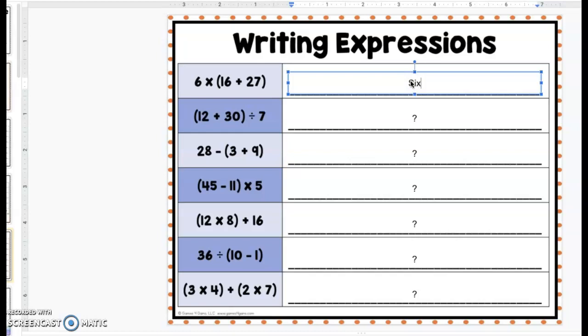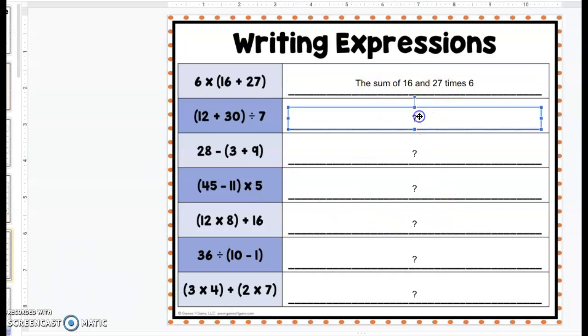We're going to say 6 the sum, because that's adding, of 16 and 27 times 6. Now, if you did it differently, that's fine. You could have said 6 times the sum of 16 and 27. That would have been great. Whatever. Awesome. There's more than one way to do math, and that's why I love math.